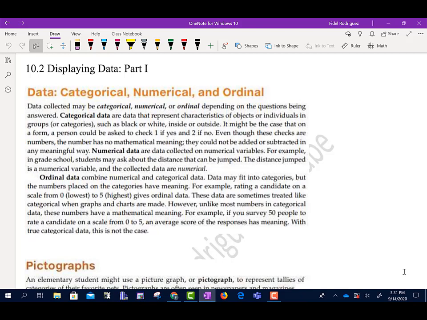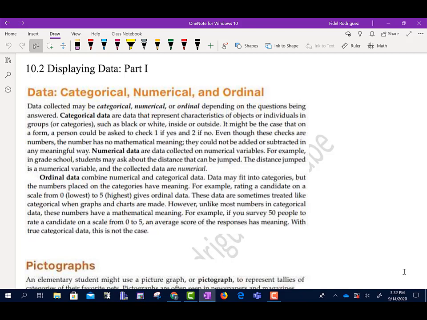Numerical data are data that's collected on numerical variables. For example, in grade school, students may ask about the distance that can be jumped. The distance is a numerical variable, and the collected data is numerical.